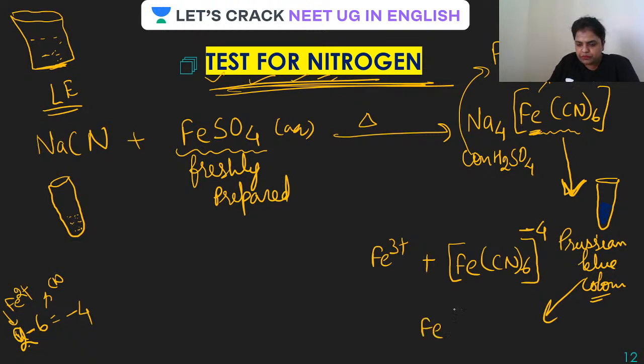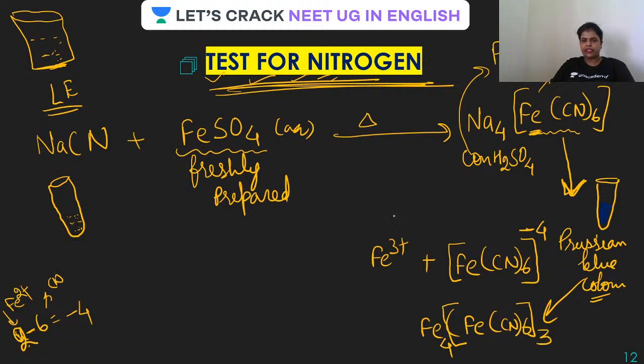Yes, it is Fe4[Fe(CN)6]3. This way, guys. This 4 will come here, this 3 will come here. Isn't it? Crisscross. Remember crisscross. You must have studied that in class 9.